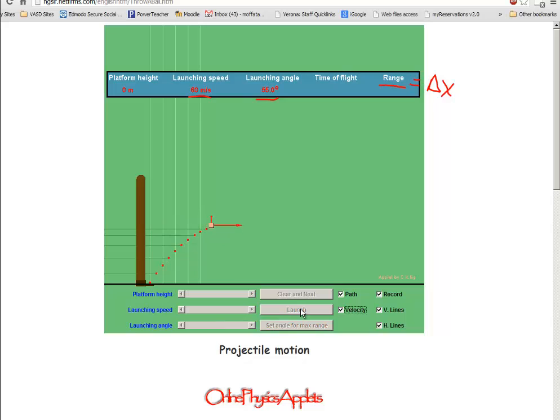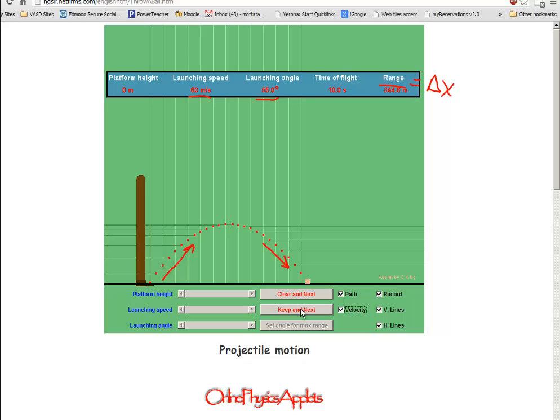So that horizontal vector stays the same length. My vertical vector initially is going up, and as it goes up, it gets shorter. As it comes down, that vertical vector gets longer and is pointing down. So I can see the nice uniform spacing of the horizontal component of my velocity, and I can see as the projectile goes up, the vertical distance between positions gets smaller. As it comes down, again, that vertical distance between spots gets larger. So I have this nice symmetric parabola when I'm launching a projectile from the ground, and the launch height and the land height are the same.